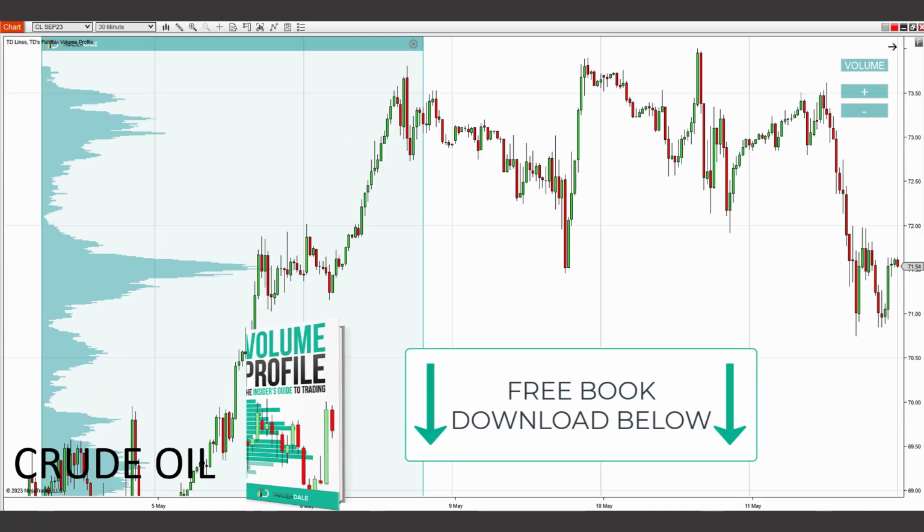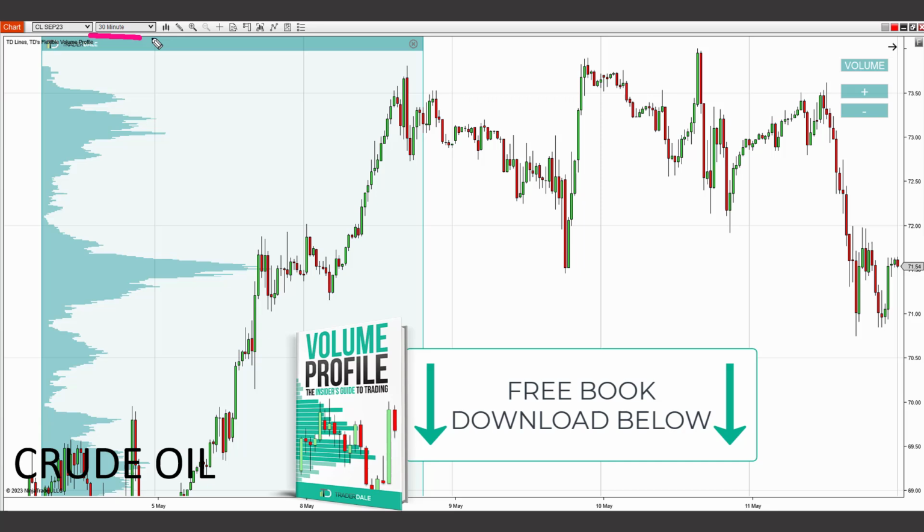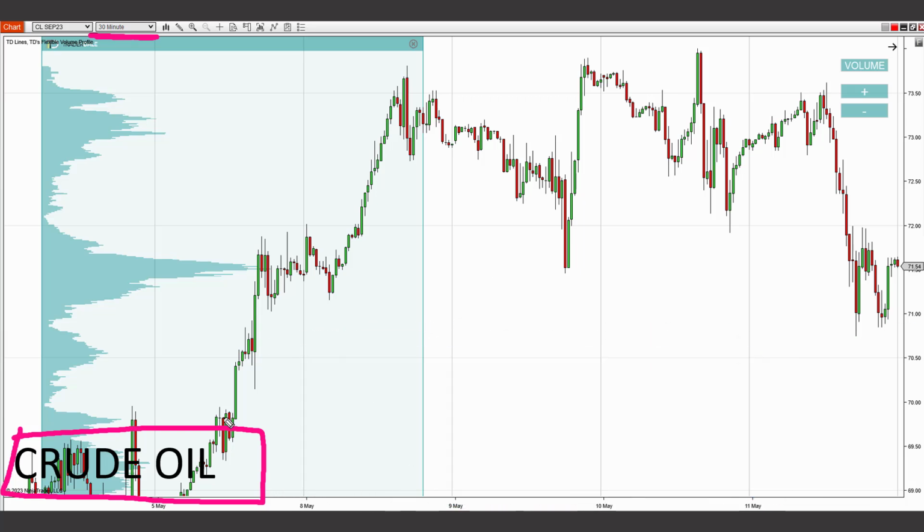Now here is another trading example. Again, 30-minute chart. You are looking at crude oil chart. And in here, we have another example of strong uptrend where heavy volumes were traded in here. As you can see, this heavy volume zone really stands out in this uptrend, so it's very easy identifying it.